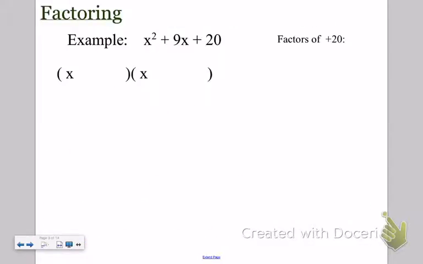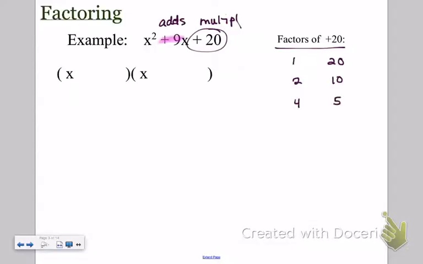So let's do an example of this. So we have x squared plus 9x plus 20. So we need something that adds to 9, but multiplies to 20. So let's look at factors of 20. We got 1 and 20, 2 and 10, 4 and 5.